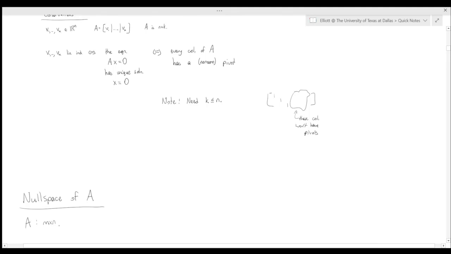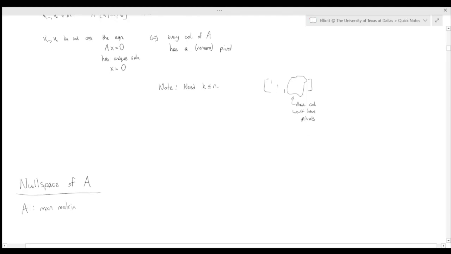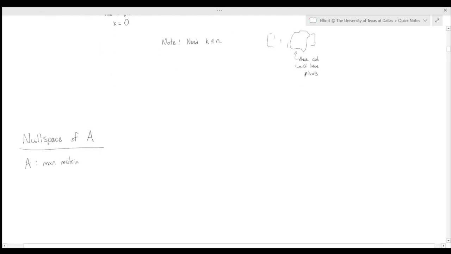Okay, so let's say we have any matrix, doesn't matter what size it is. So the null space of A, which we denote by N of A, is defined to be the set of all solutions to the equation AX equals 0.